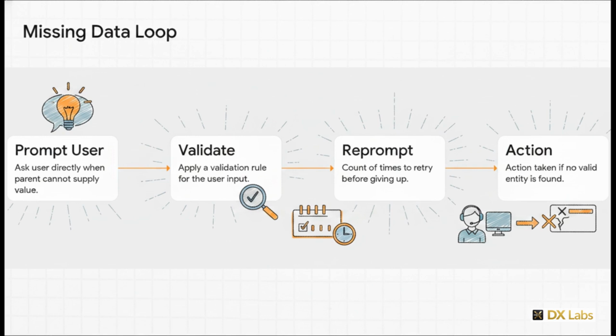Step 1. Prompt the user directly for the missing info. Step 2. Validate their answer against a specific condition you set. Step 3. Count your reprompts so you don't trap the user in an infinite loop. And Step 4. Take action if the input remains empty.